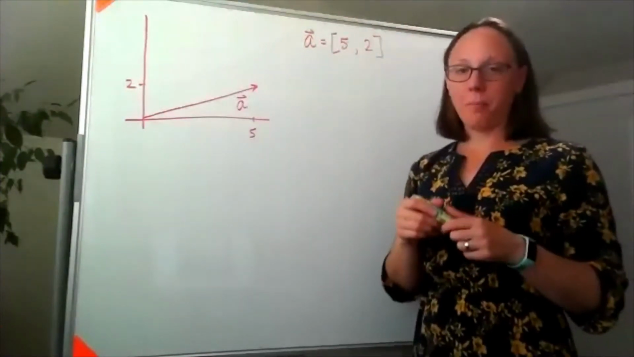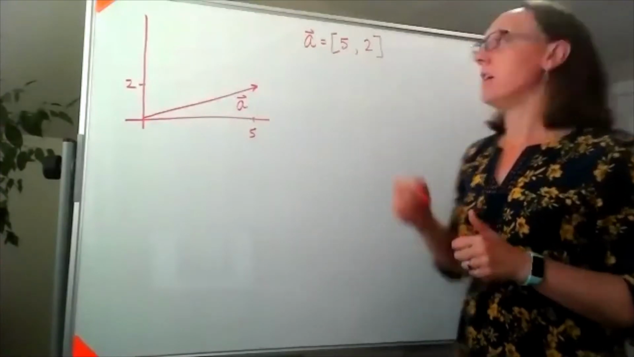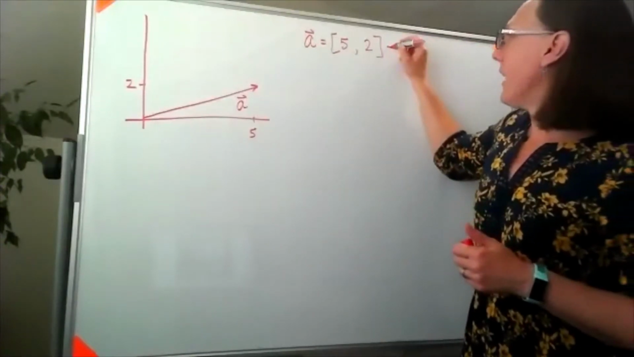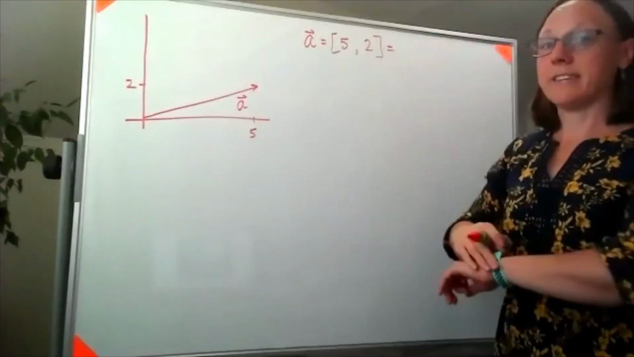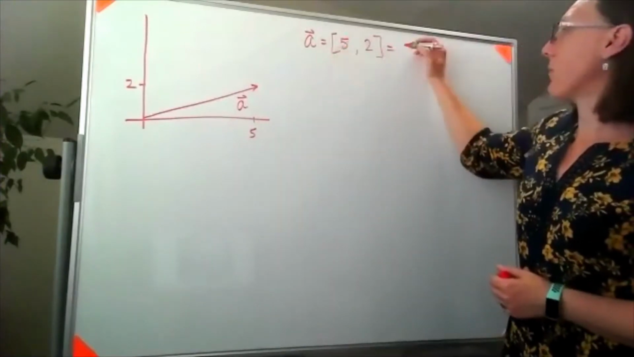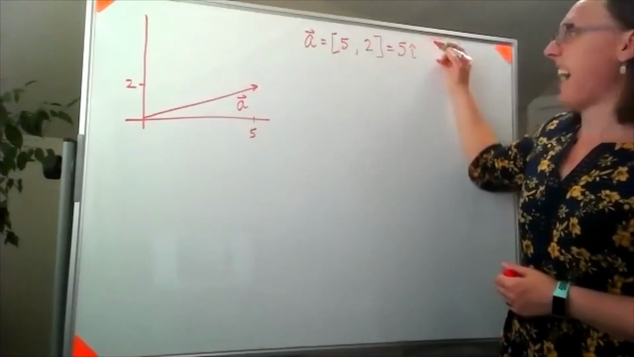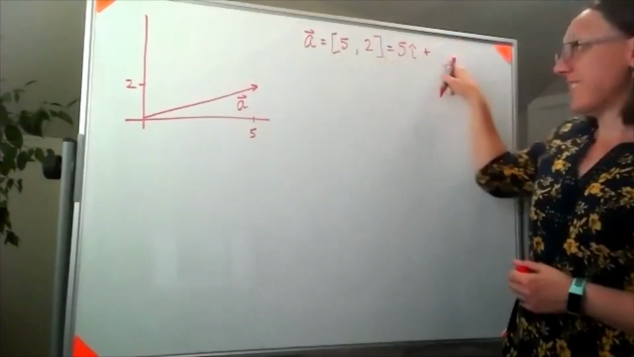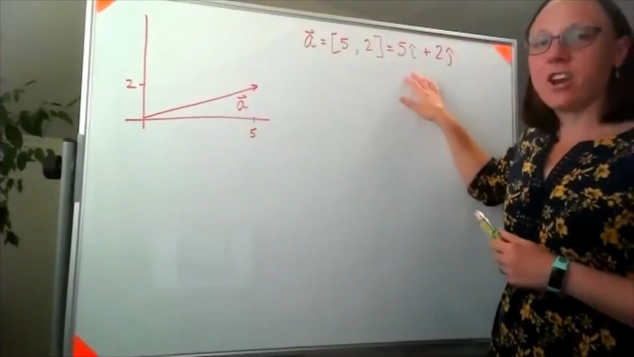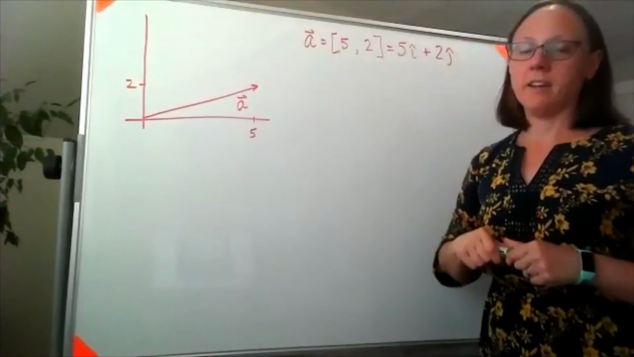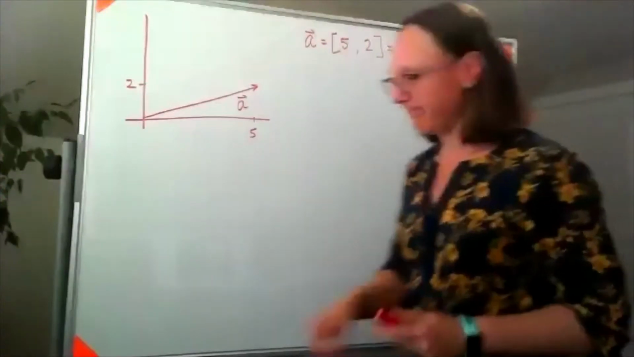The other common notation is using our standard basis, and oftentimes this is the way we would write it in physics, would be to take that first component and write that as 5i hat, and take our second component and make that 2j hat. And this is another common way that we would write out a vector.